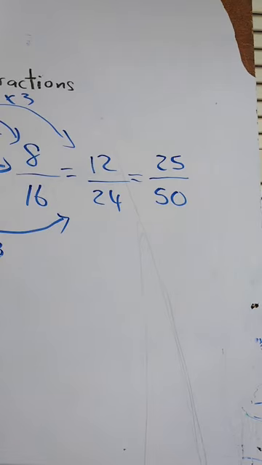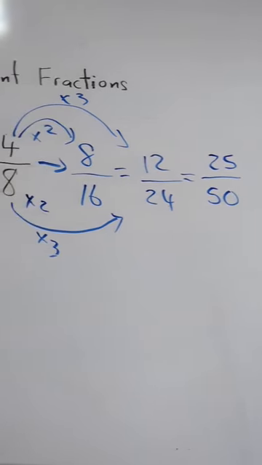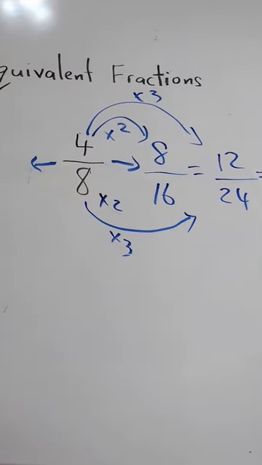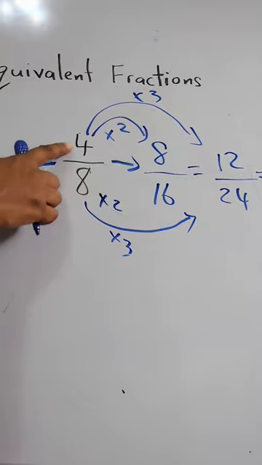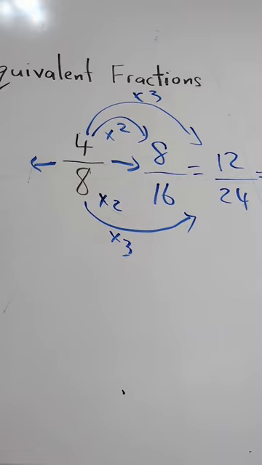Now, do we always multiply? No. What if I wanted to still have a fraction representing 4/8, but with a smaller face value? Notice that the actual true value is not changing, but the numbers that I'm looking at look smaller. This is a way of reducing our fractions. So equivalent fractions are also represented by reducing a fraction.